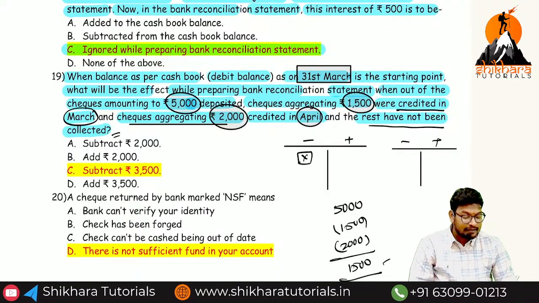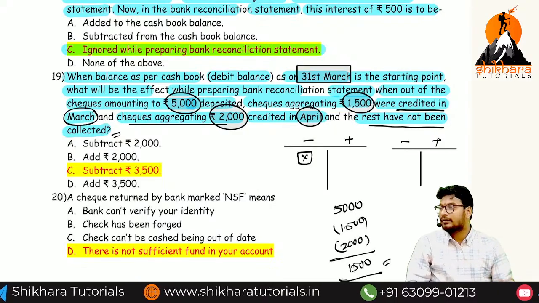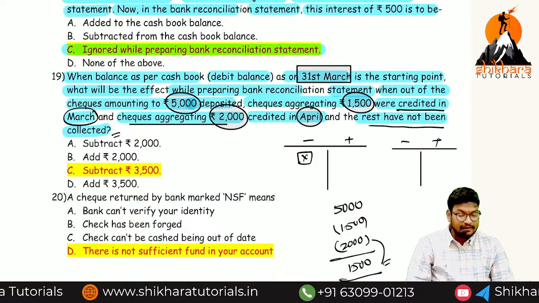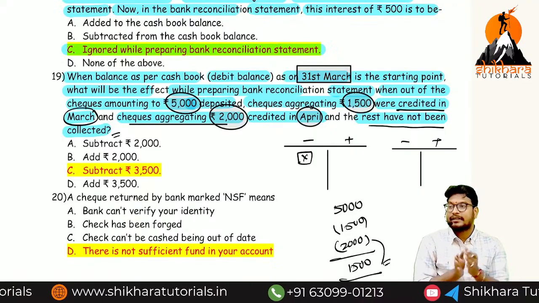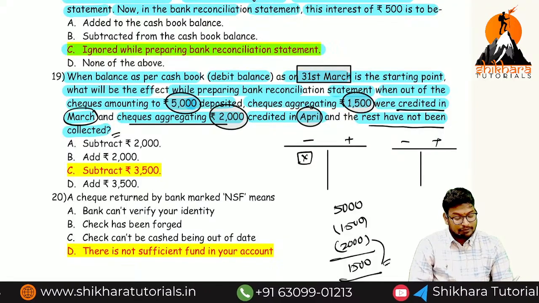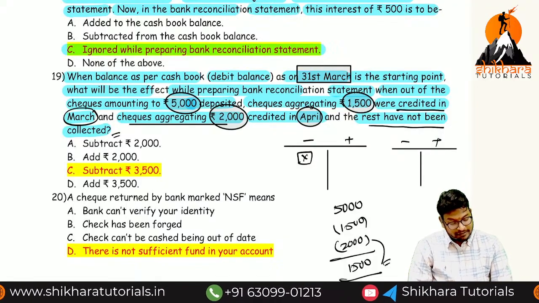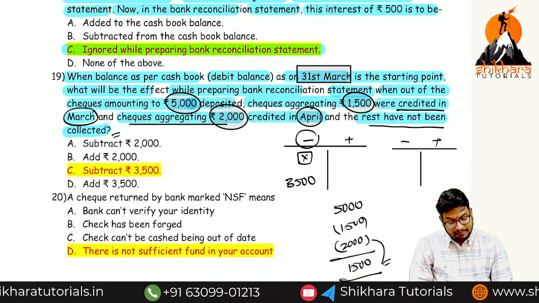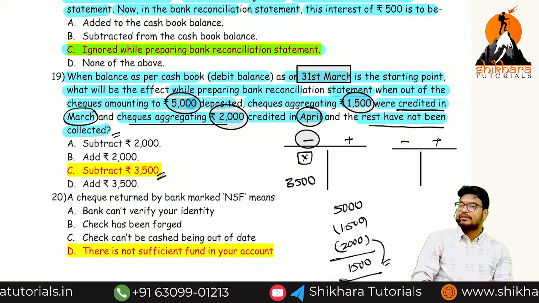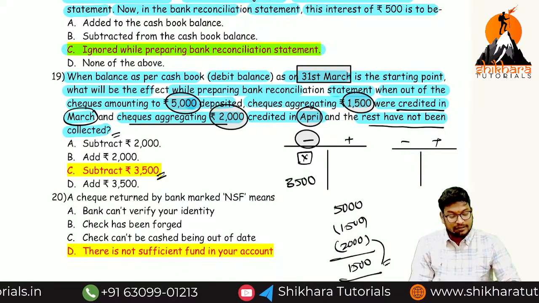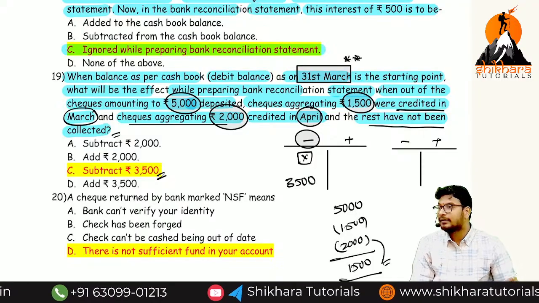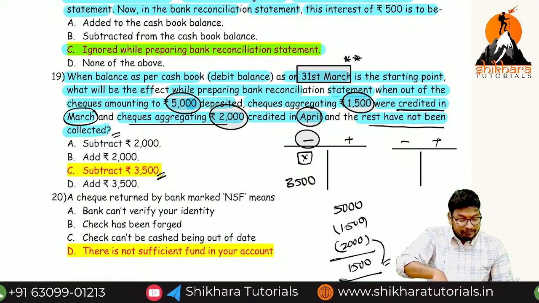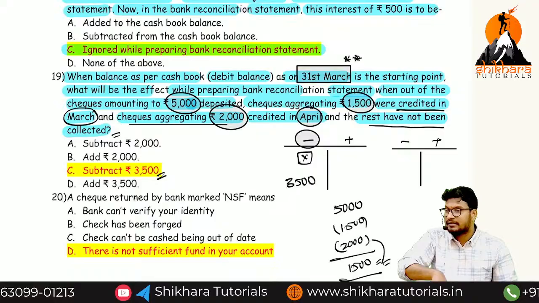So this information, the rest have not been collected, means these cheques are not collected even in the April month. This 2000 and 1500, what do we call it? Cheques deposited but not collected. What is the total amount? 3500. Where do we record it, debit side or credit side? Debit side. So what do we need to do, minus or plus? Minus, of rupees how much? 3500. So here the most important thing is that the date has to be remembered. If we are preparing for the April month, only the difference of 1500 has to be considered.